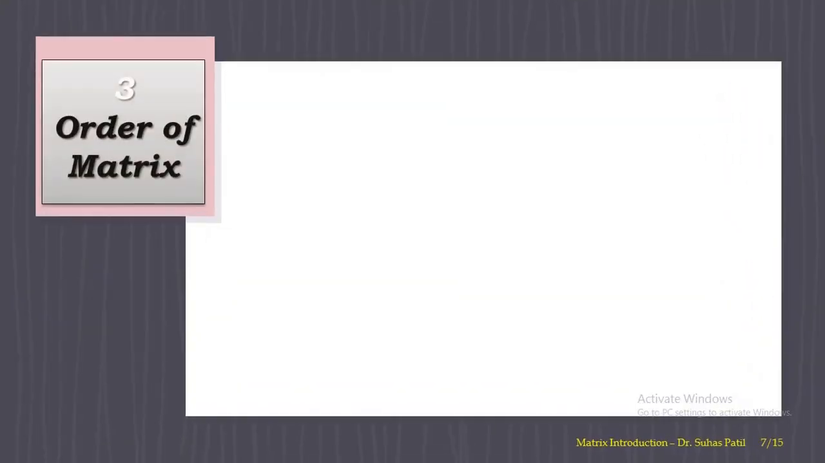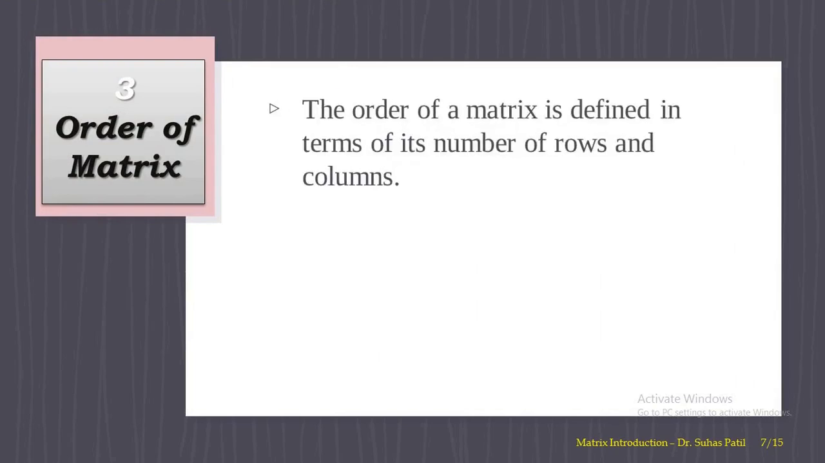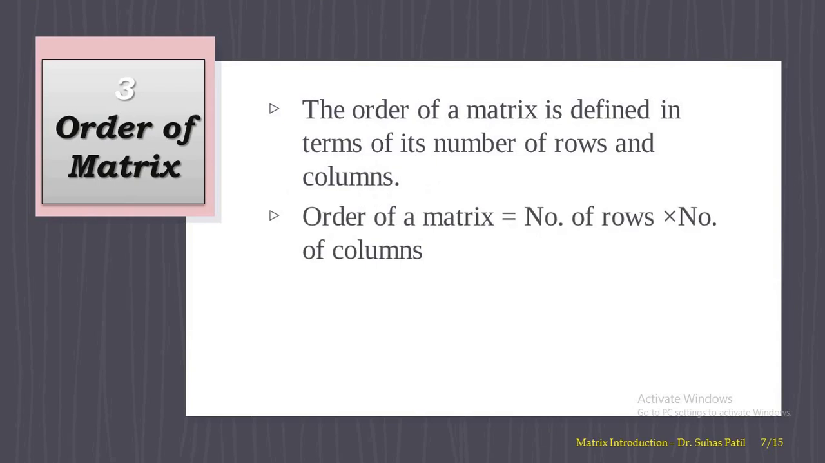Then we are going to see the order of the matrix. What is meant by the order of the matrix? The order of the matrix is defined in terms of the number of rows and the number of columns present in the matrix.